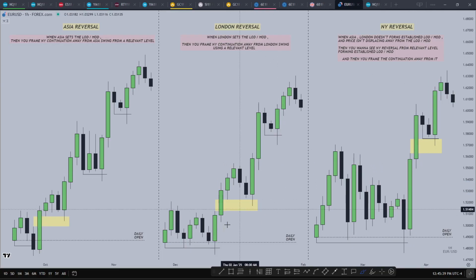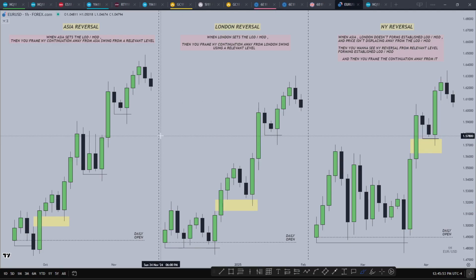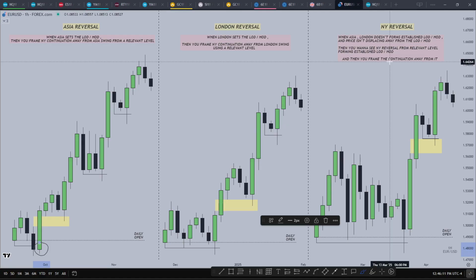And when London forms a reversal, a clear established low below daily open, and displaces away, you want to frame New York continuation here, here, at the relevant key levels, obviously using phases of price, etc. When Asia forms a reversal, I would give you a proper systematic approach for how to approach New York when Asia forms a reversal, how to approach New York when London forms a reversal, and how to approach New York when obviously New York forms a reversal as well.